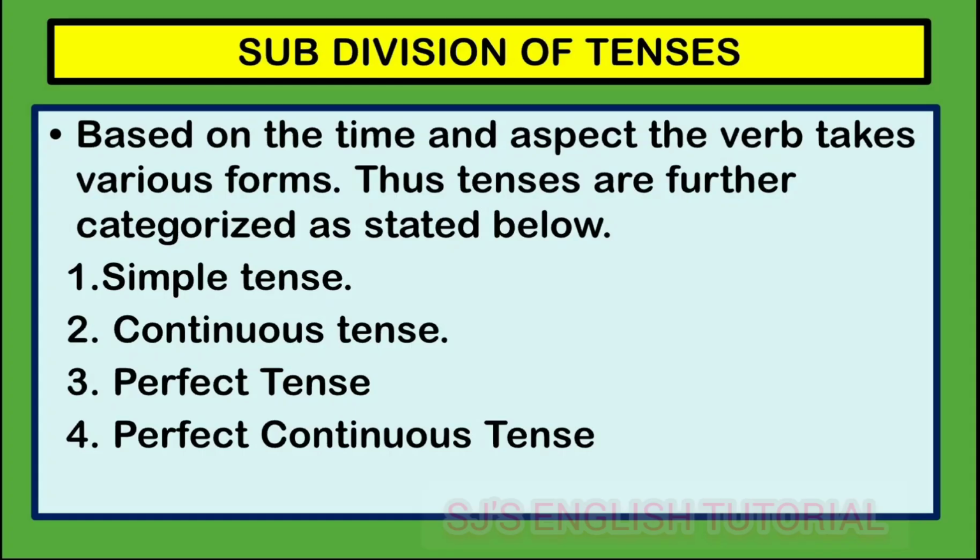Now let's see the subdivision of tenses. Based on the time and aspect, the verb takes various forms. Thus, tenses are further categorized as stated below: simple tense, continuous tense, perfect tense, perfect continuous tense. So each tense is subdivided again into 4 types of tenses.